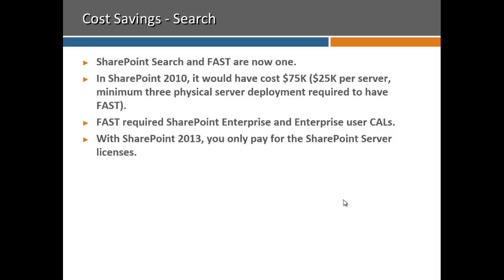And Fast, in addition to that, also required that you had SharePoint Enterprise deployed and Enterprise user counts for all your users that were going to access Fast. And now with SharePoint 2013, you only have to pay for the SharePoint server licenses for that search farm. And depending on your license agreement, that's potentially a $60,000 cost savings.